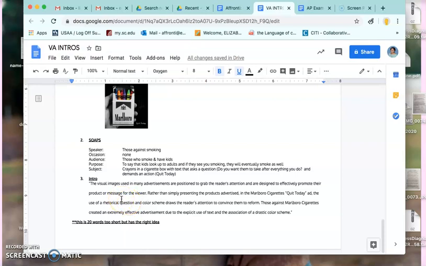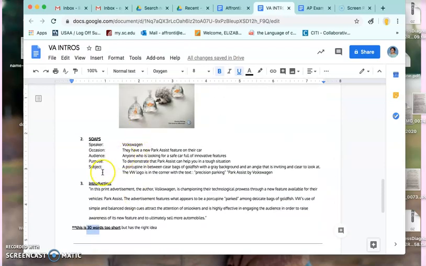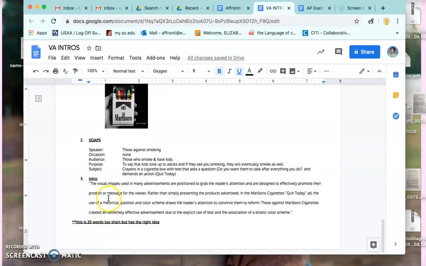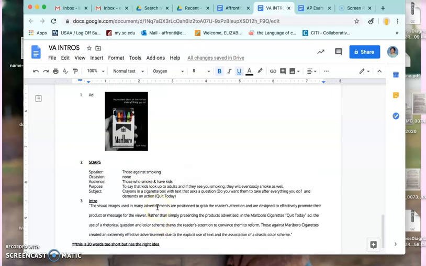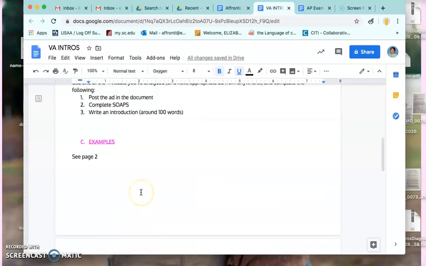Look at them, but show me, how about this? You be my example for next year. Make it so great that I will definitely want to use it. So ad, SOAPS, you write your introduction, have the word count listed here. And then you just do this one time. I'm just showing you two different examples. Okay, so you're just doing one ad, and that's going to be done by Wednesday, and it will be out of 5 homework grade.